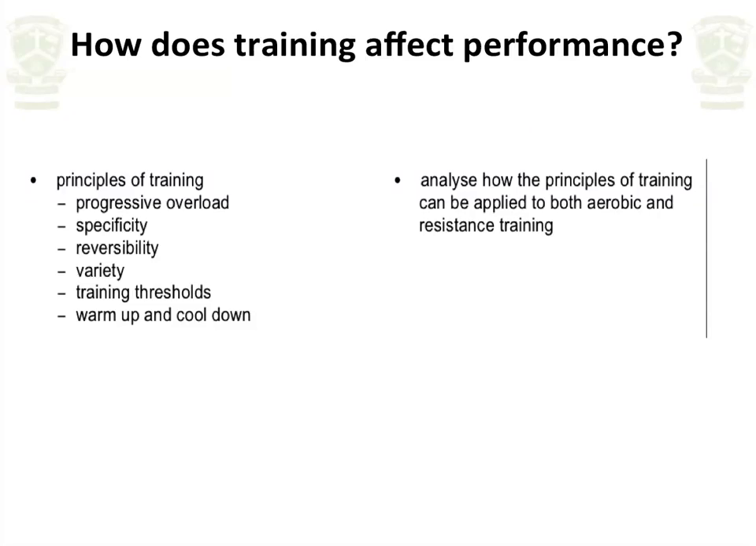Step 22 is going to look at how training affects performance. We're going to pay particular attention to the principles of training, which we can see here. This consists of progressive overload, specificity, reversibility, variety, training thresholds, warm-up and cool-down.